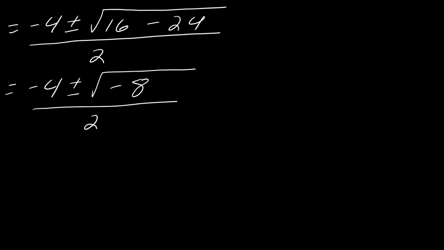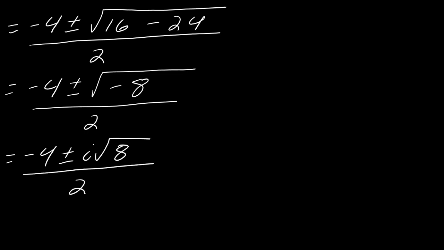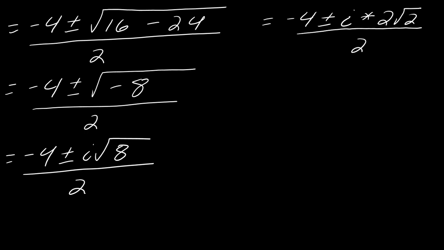Okay, so now I have to break down this radical. It's got a negative in it, so obviously I'm going to have to bring an i out. So this is negative 4 plus or minus i times the square root of 8. But then I can also break down the square root of 8. So I can break this down as negative 4 plus or minus i times 2 times the square root of 2, over 2. So ultimately this looks like negative 4 plus or minus 2i times the square root of 2 over 2.